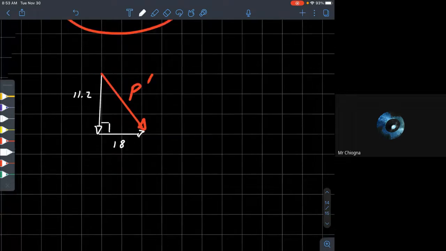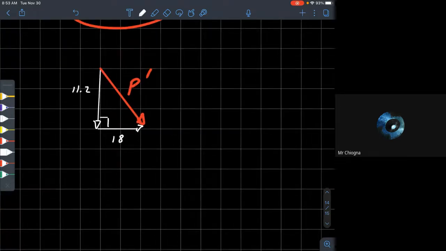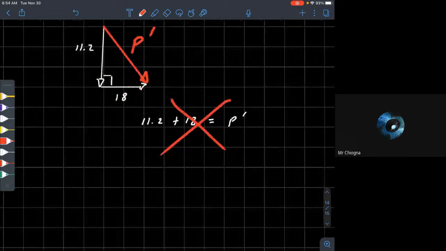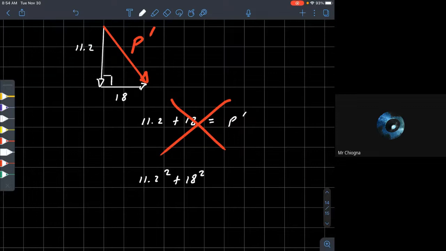So it's not as simple as 11.2 plus 18. This is wrong. That's wrong. What's right? You just mentioned it. Pythagorean theorem. So 11.2 squared plus 18 squared is equal to what? P prime? No, P prime squared. Okay? Because they're not parallel, different math. Let's keep that in mind.